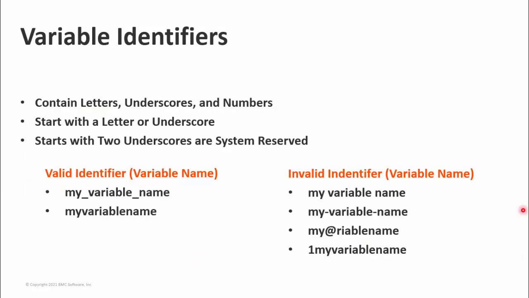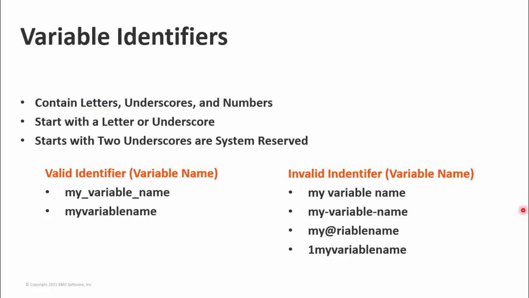Variable names or identifiers can contain letters, underscores, and numbers. They start with a letter or an underscore, and names or identifiers that start with 2 underscores are reserved for the system. So some valid variable names or identifiers would be my_variable_name, or without underscores, you could just have myvariablename.